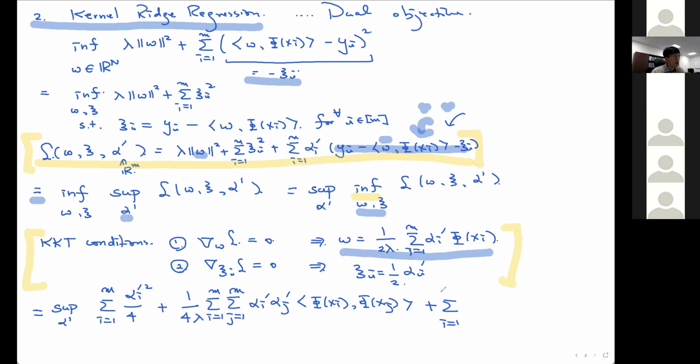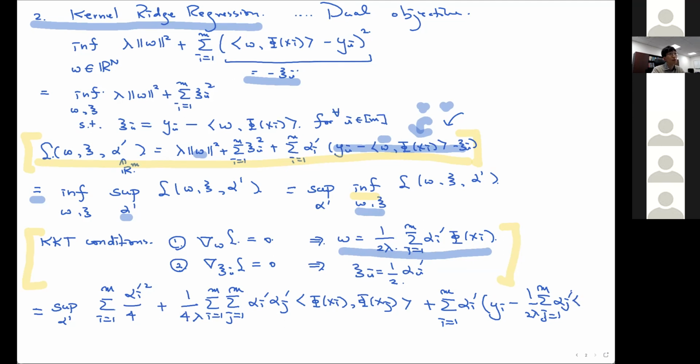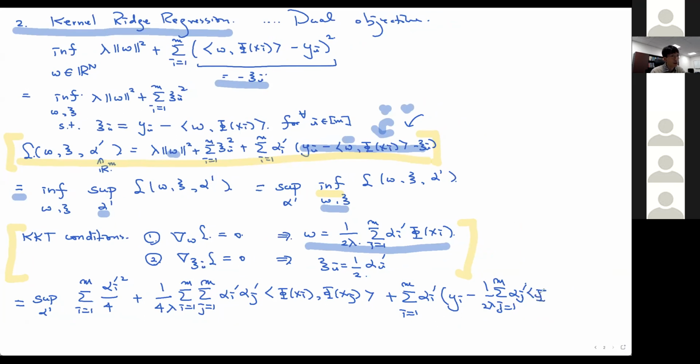Sum over i equal to 1 through m, alpha i prime and yi minus, let's expand this, 2 lambda over 1, summation j equal to 1 through m, alpha j prime, and, to increase the size of the board, phi of xj, phi of xi. And then there's an extra term for psi i, that is alpha i prime divided by 2. So that is what we get by just plugging in this definition.